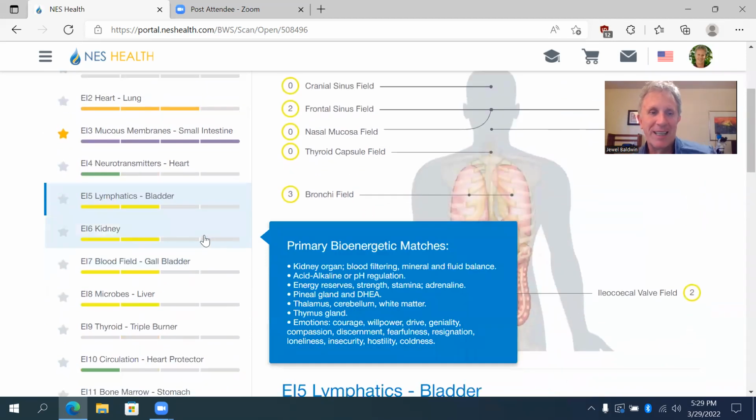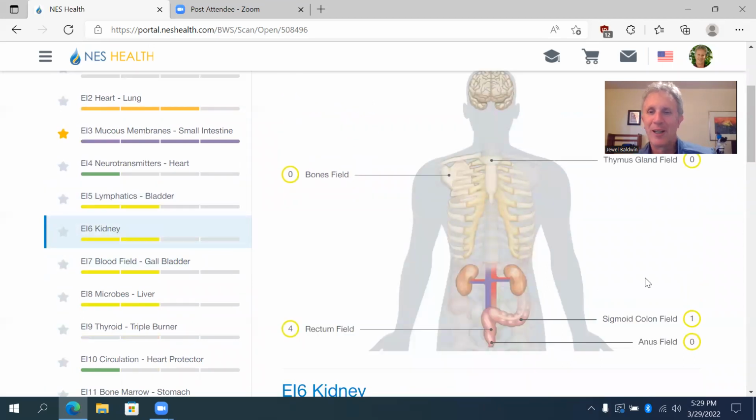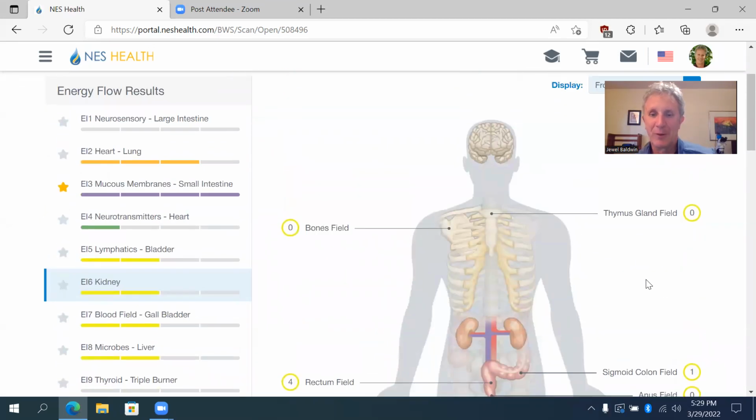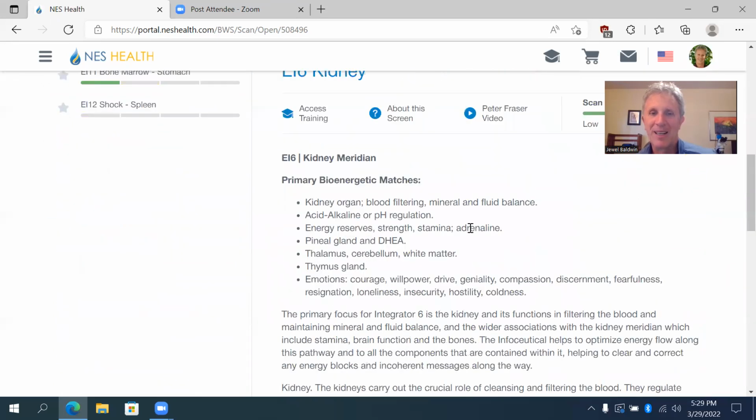Then we go down to the kidney integrator. Kidney integrator, of course, includes the kidneys, the thymus, all the way down here. The kidney, the organ itself, the pH balance or regulation of the fluids, the energy reserves and stamina. In Chinese medicine, kidney energy is your stamina. It is your reserves. It's your Jing energy, your energy reserves.